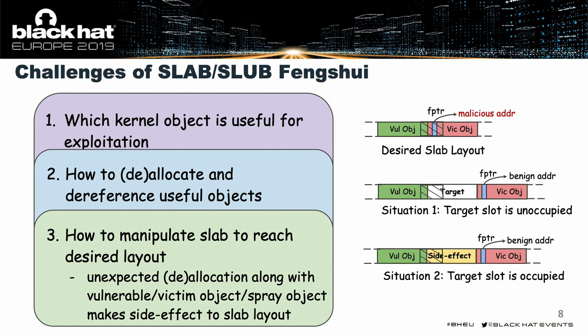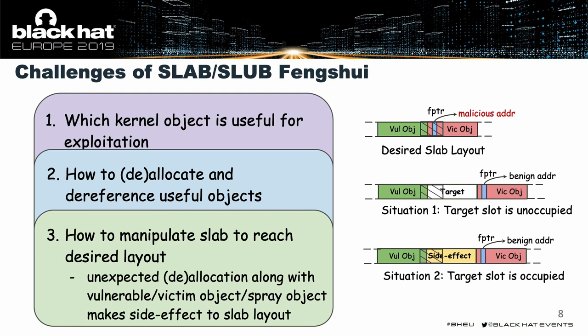The third challenge is how to manipulate SLAB to obtain the desired layout. Along with the allocations of the vulnerable object, the victim object, and the spray object, other objects can be allocated or freed, generating side effects to a SLAB layout. The possible layouts can vary case by case, and we'll summarize them into two situations.